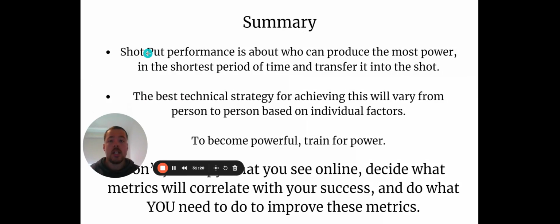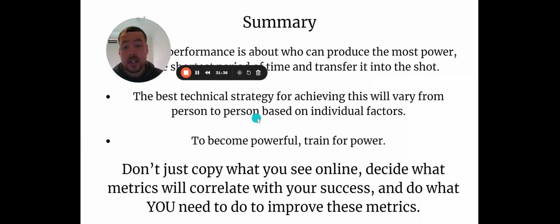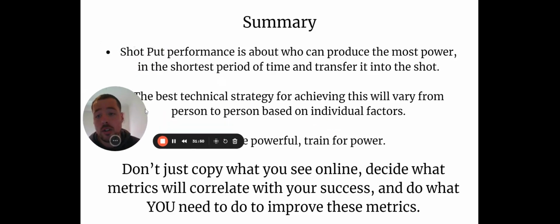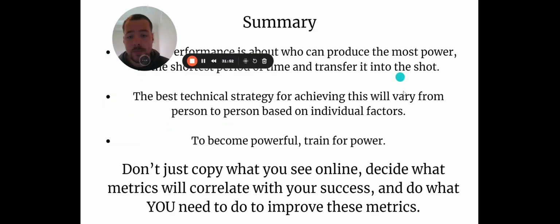So, in summary, shot put performance is simply about who can produce the most power in the shortest period of time and transfer it all to the shot put. Okay, that's going to be the key factor that determines who comes first, who comes second, who comes third, and who's staying at home. Now, the technical strategy to go about producing this power is going to vary from person to person based on their own individual factors. So depending on how tall you are, how big you are, how fast you are, how strong you are, these things are going to determine what strategy you should use to chase this performance.